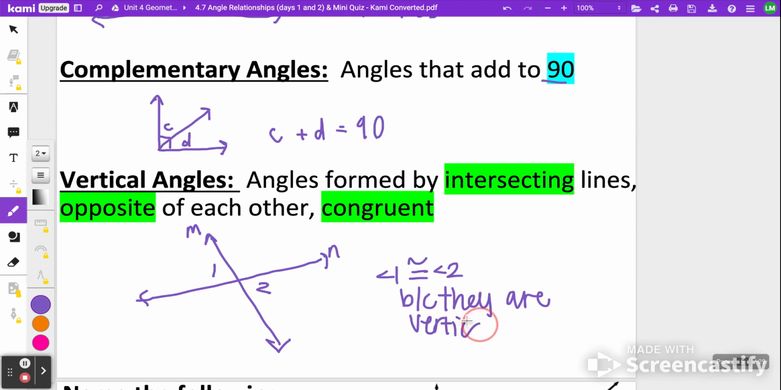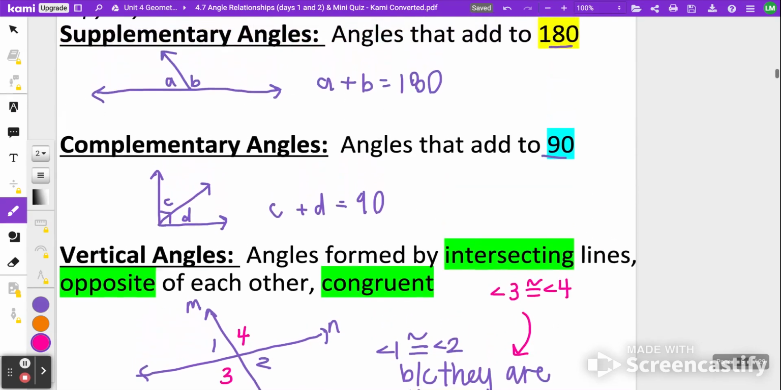The reason why they're vertical is because they are opposite of one another, and because they're opposite of one another, they are also congruent. We also have another pair of vertical angles. You can say that angle 3 and angle 4 are congruent. So angle 3 is congruent to angle 4 for the same reasons. They are vertical angles. Okay?